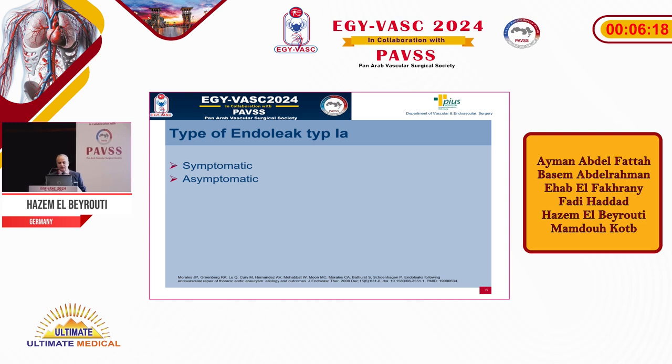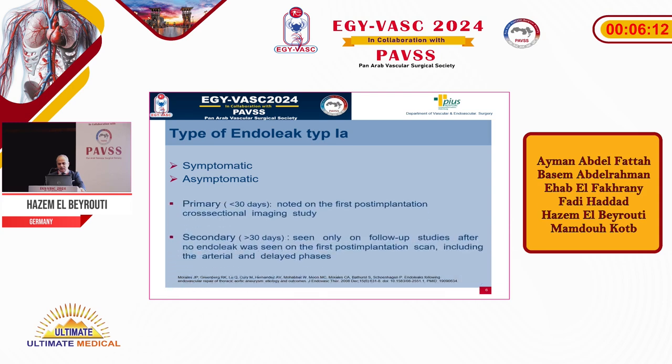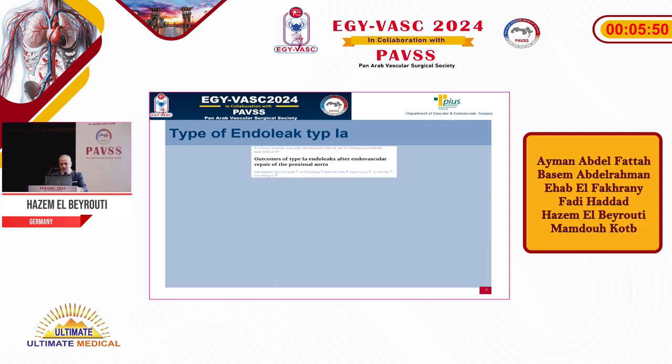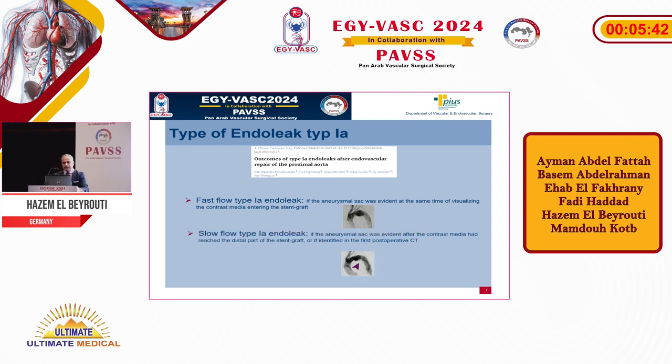The classification distinguishes between symptomatic and asymptomatic, and also between primary and secondary, where primary means the endoleak is detected intraoperatively or in the first 30 days after operation, whereas secondary is in the remaining follow-up period. Within this classification, there are fast flow type 1 endoleak and slow flow type 1 endoleak. Actually, this classification is very important.